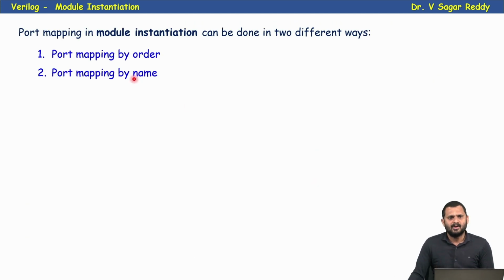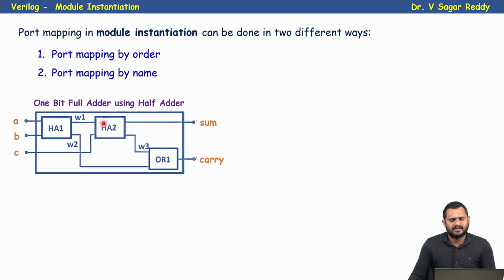Now see, how many ways can we instantiate? Port mapping in module instantiation can be done in two different ways. One is port mapping by order. We follow the same order: while defining the module, whichever order we use in the ports list, the same order we use in the instantiation. I'll explain. Another is port mapping by name. We directly use the name, with no need to follow the order. By using the names of the ports, we can connect.